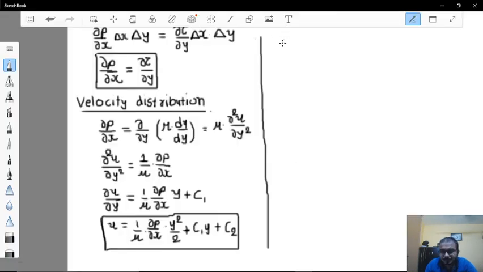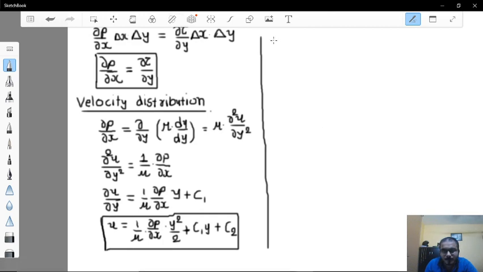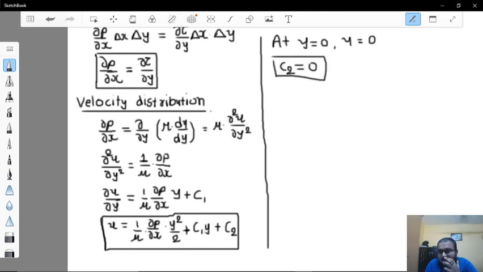So here at y is equal to 0, u is equal to 0. That is the first boundary condition. So what we will be getting here is the value of c2, which will be 0. You can check it by yourself that the value of c2 is 0 when you put it over here.